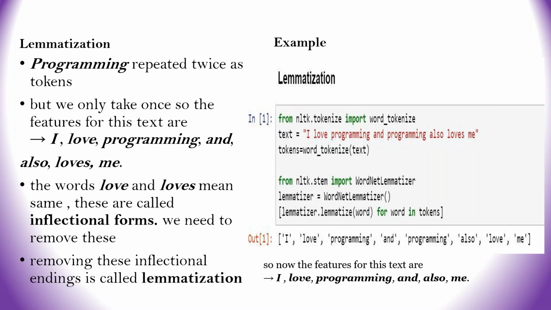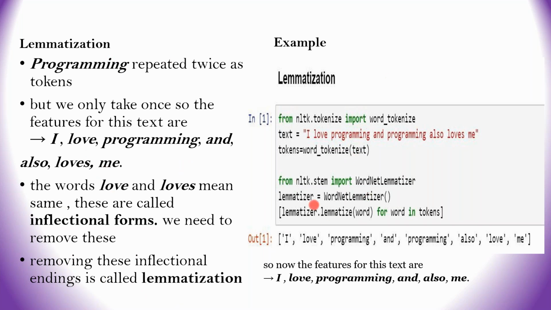If you look at this sentence and the output shown here, love as well as loves both mean the same. Loves is derived from, or is the simple present tense form of, love. So these kinds of forms, where the same word is repeated with a different ending, are called inflectional forms. We need to remove these and consider love as a single token. For that, we remove these inflectional endings, which is also lemmatization. One is repetitive words, the other is inflectional forms, and both could be handled.